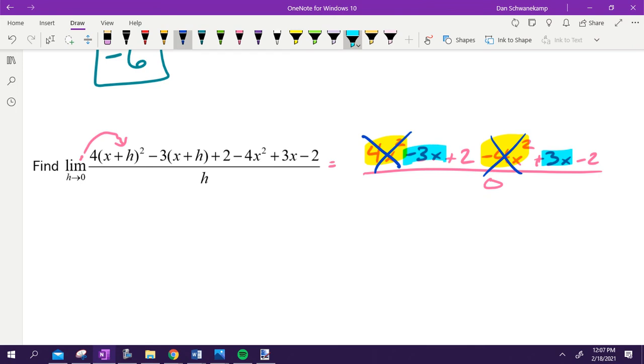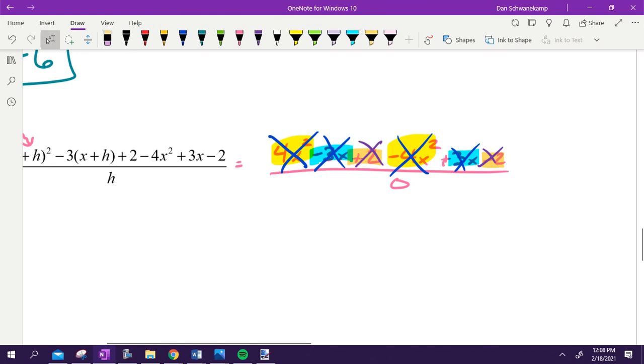Negative 3x and a positive 3x. Those two things are going to cancel. Anything else? Oh, no. 2 and a negative 2. Those two guys are going to cancel. So what did I end up getting? What do we have to do if we get 0 over 0? Factor, cancel, plug back in. So right now, well, that's not it. We can't be done. We need to factor.